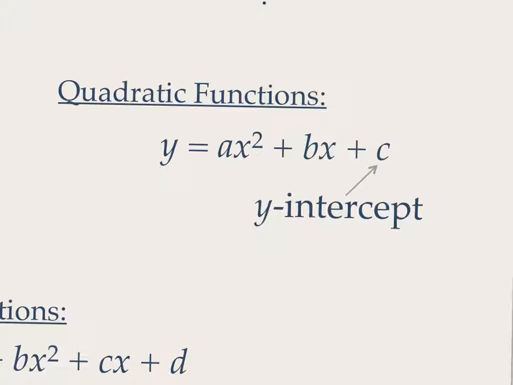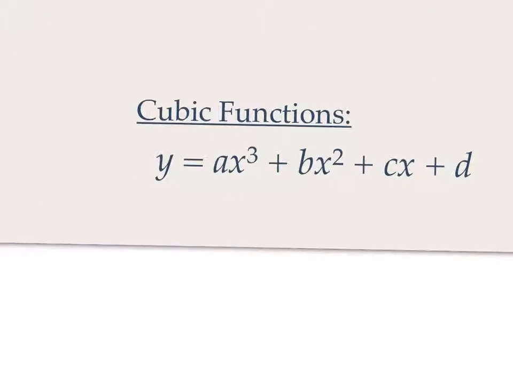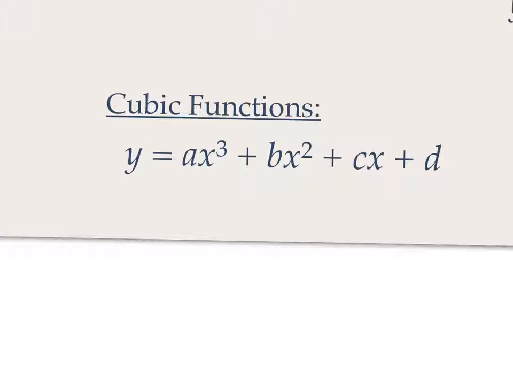The last number is also the y-intercept. And that's good to know: the last number in any equation, as long as it's in standard form, is always the y-intercept. Okay, and then cubic, same thing, except now it's A, B, C, D, and D is the y-intercept. So the last number is always the y-intercept if it's in standard form. So this is the y-intercept there.